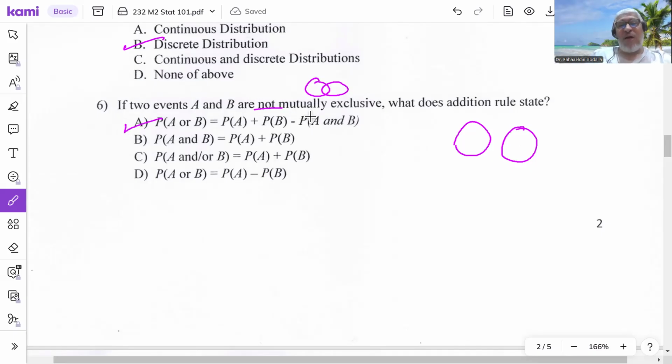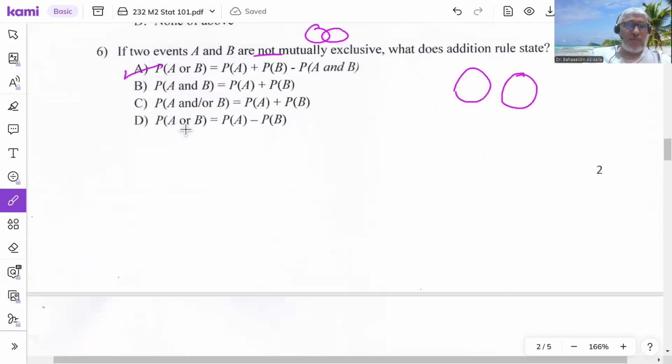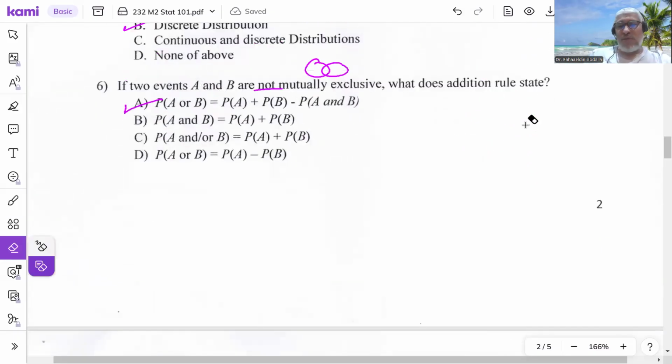If A and B are mutually exclusive, no intersection between them, in that case the addition rule will be probability of A plus probability of B only, because the probability of the intersection would be 0. But here, there is an intersection, so that's the correct answer. So let me erase this.